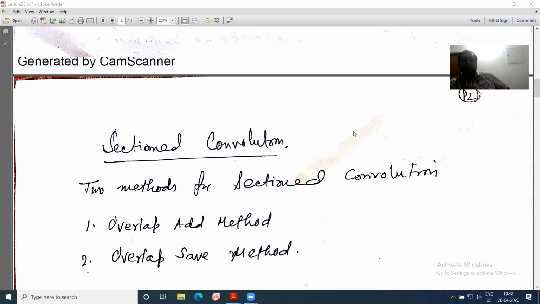Now, section convolution means, suppose one data is very large and another data is small, right?